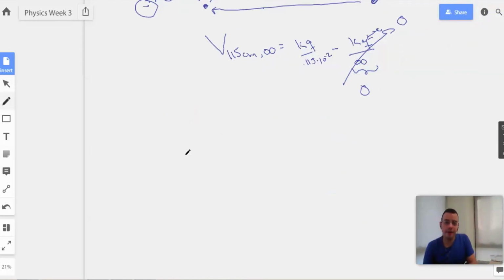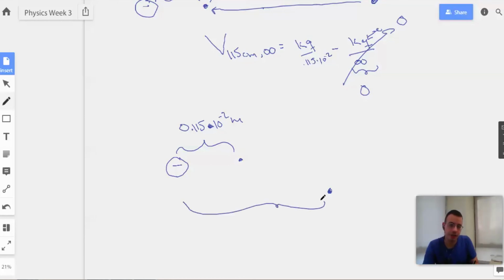So I'm going to draw it like this. Electron, this will be 0.115 centimeters. I'll say times 10 to the negative meters. And I'm going to draw it down here. There we go. And this is going to be 0.75 centimeters.